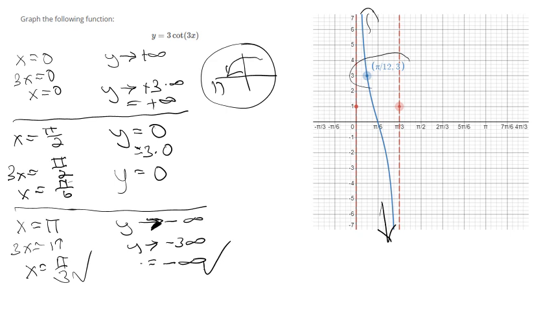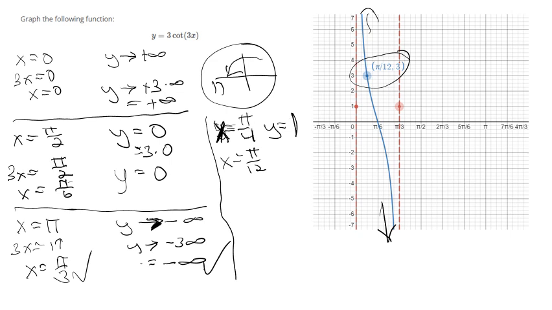Now, he has a different key point than I do. Let's put it in here. When x is equal to pi over 4, y is equal to 1, right? Cotangent's 1 at pi over 4. But I'm working with 3x. So x is equal to pi over 12. Now my y value is being affected by 3 also. So y is equal to 3. So when x is pi over 12, y is equal to 3.